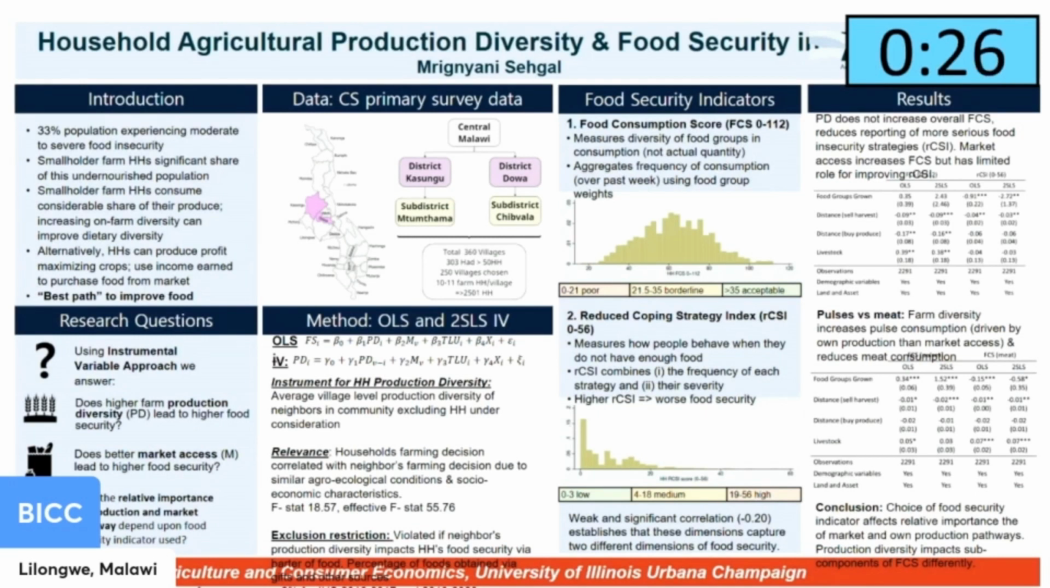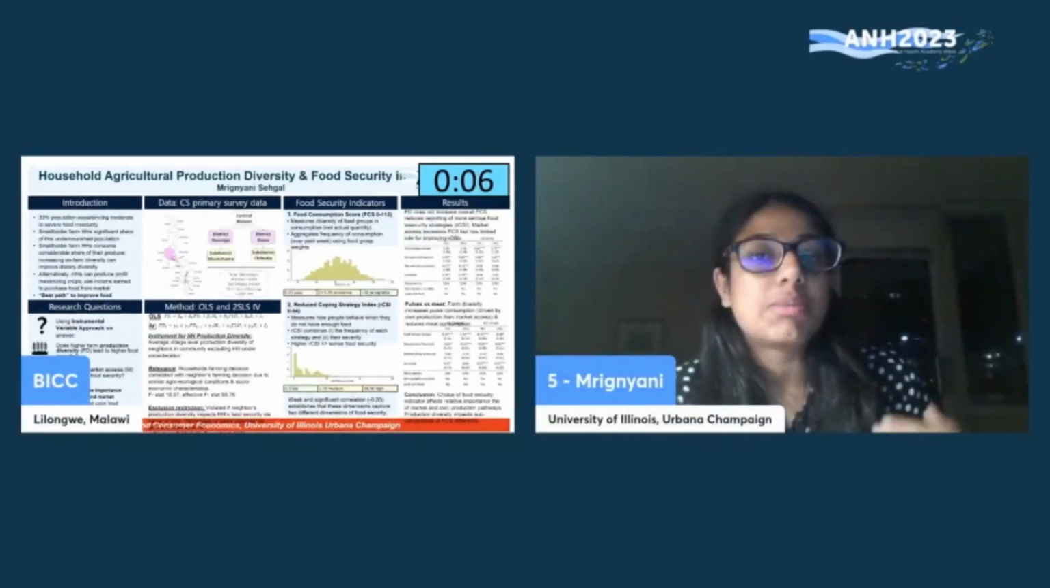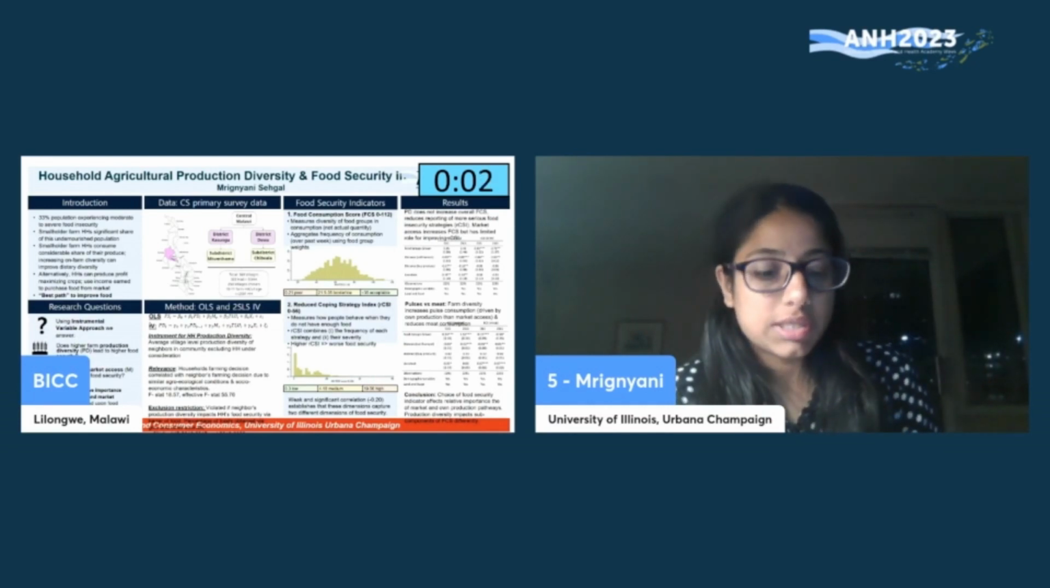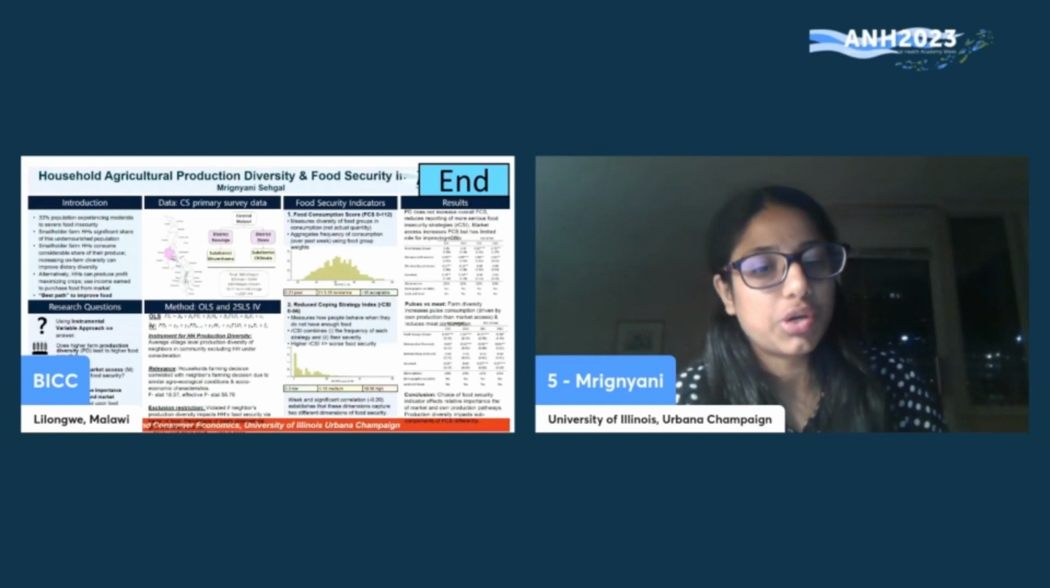basket from the market. So we use two food security indicators, one to measure dietary diversity and another that measures how people behave when there is insufficient food. And in terms of results, we find that as the production diversity increases, the overall food consumption score, which measures dietary diversity, remains the same, but that is because pulse consumption increases and that of meat reduces, and so does the reporting of food insecurity behavior.